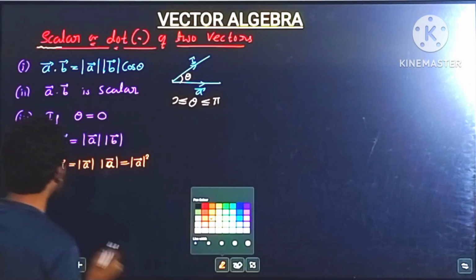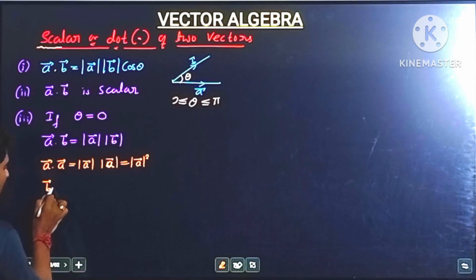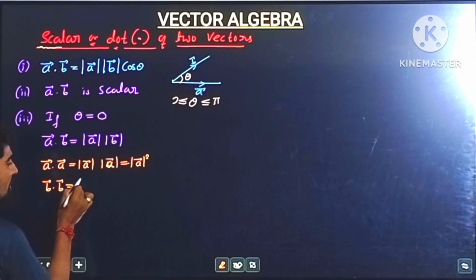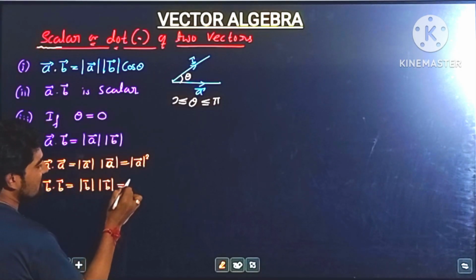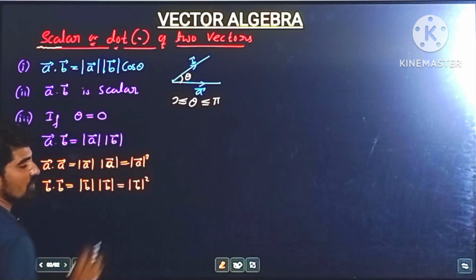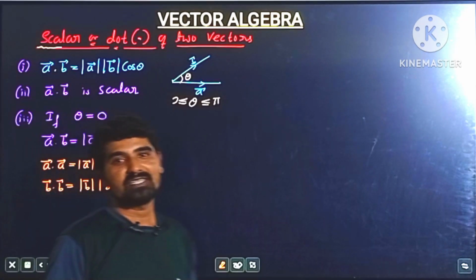So if you want to find the value of b vector dot b vector, you use magnitude of b vector into magnitude of b vector, which equals magnitude of vector b squared. I hope all of you are understanding.